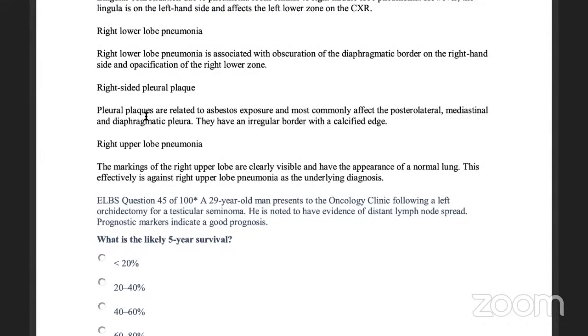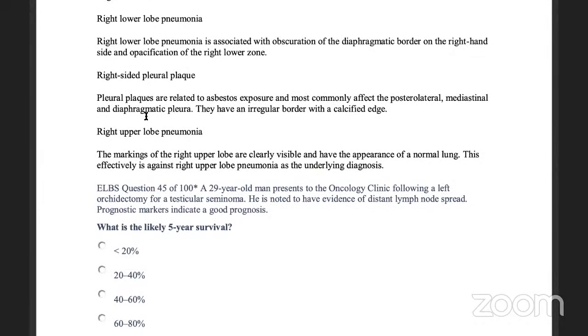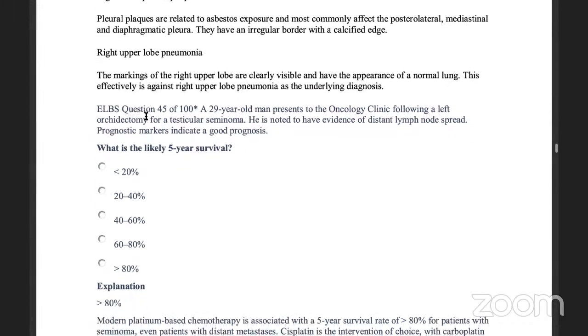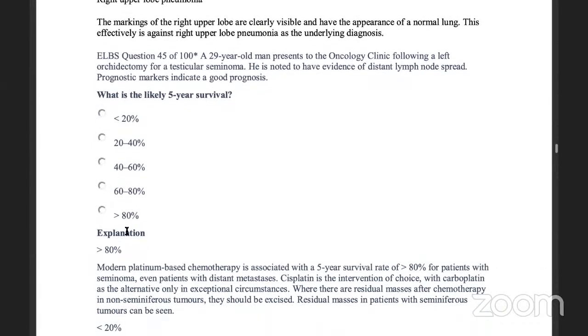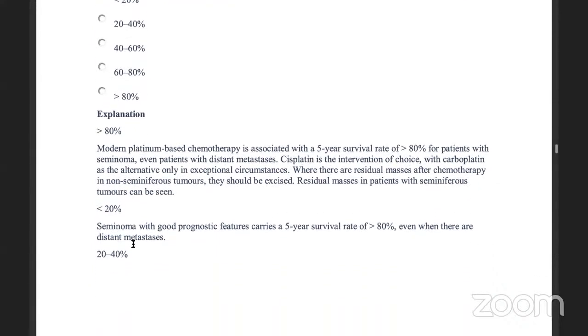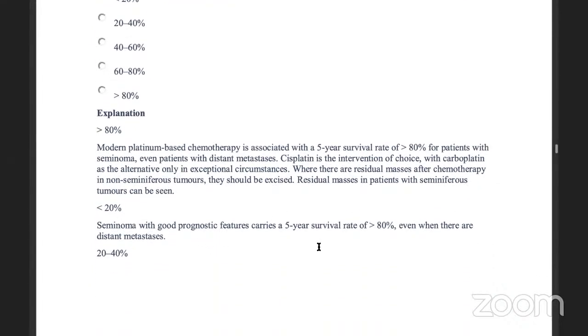What is the likely 5-year survival? A 29-year-old man presents to the oncology clinic following a left orchidectomy for a testicular seminoma. He is noted to have evidence of distal lymph node spread, and prognostic markers indicate a good prognosis. What is the 5-year survival? Under 80. Good prognosis means more than 80. Poor prognosis means less than 20.